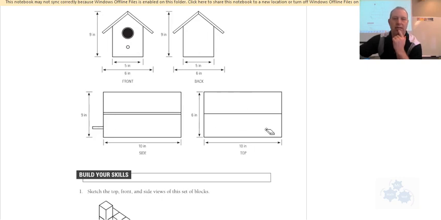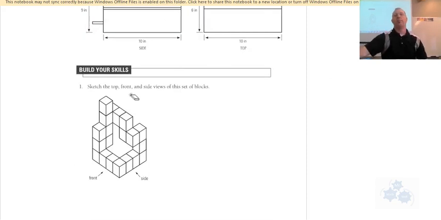Now what is this right here though? Is that another side view? What view is that? Top view, yeah. You're looking right down from the very top, so all you see is the two pieces of the roof. Okay, so here's number 1, build your skills.